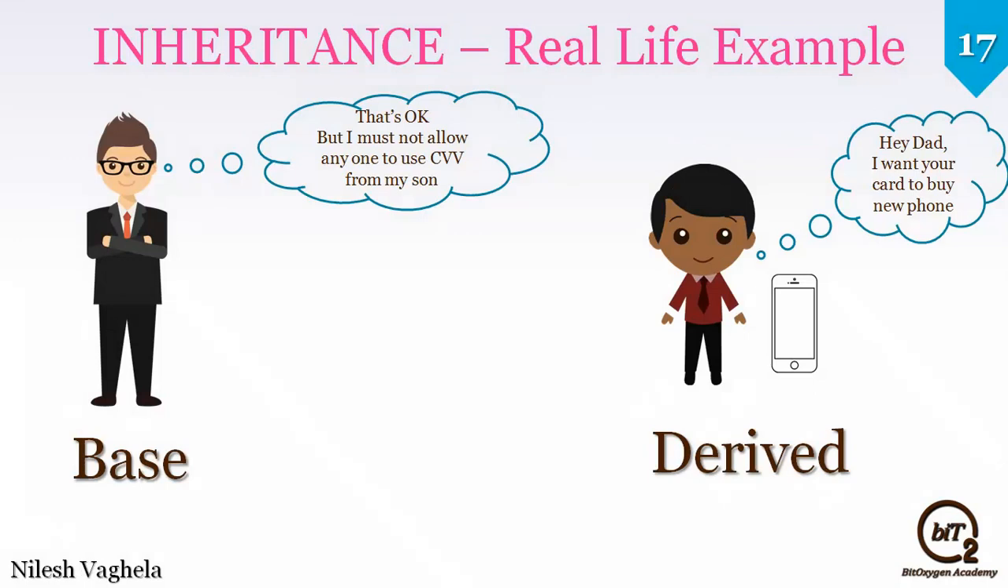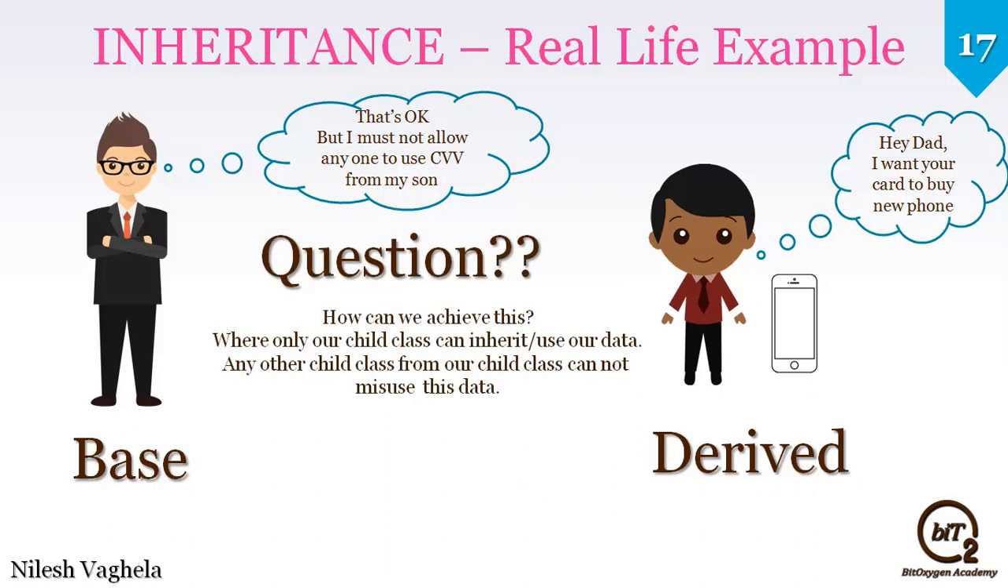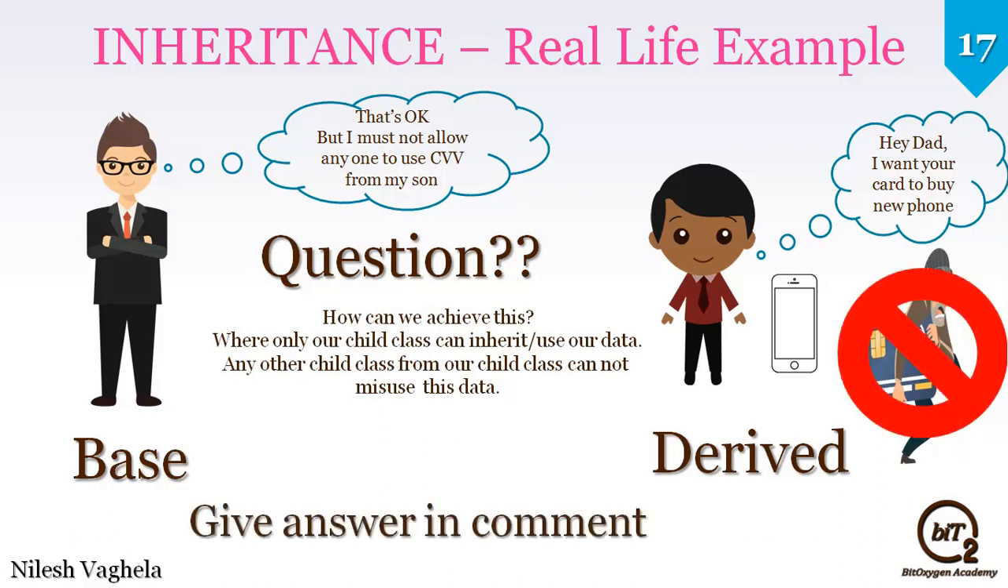Now the question over here is, the concern of my dad is that any CVV which is shared with me should not be given further or shared further. How can we achieve this? Where the child class can inherit important data, but a child class of my class, or me, should not use this. That way we can restrict misuse of this data. So give us your answer in the comment how we can achieve this.